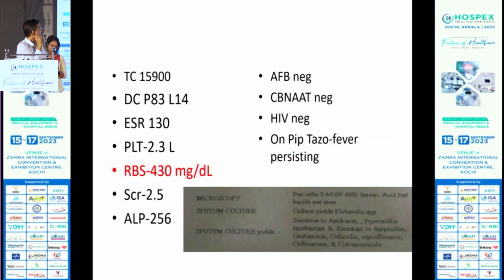So investigation showed leukocytosis, polymorphonuclear leukocytosis, ESR above 100, and his RBS was uncontrolled, creatinine was impaired, alkaline phosphatase was on the higher side, AFB negative, CBNAAT negative, HIV negative, and he had a sputum culture which showed Klebsiella, and based on that he was started on Pip-Taz, and the fever was persisting. So this is the case scenario given. So what are the possibilities to be considered, or what is the most likely diagnosis in this case based upon the clinical symptoms, clinical signs, and the comorbidities associated with the patient?